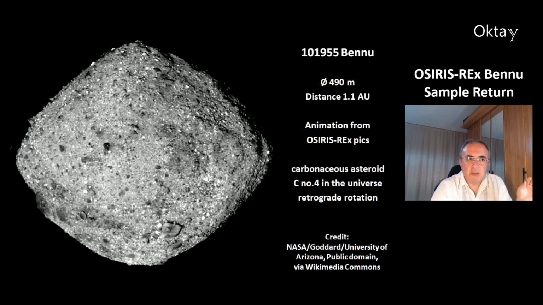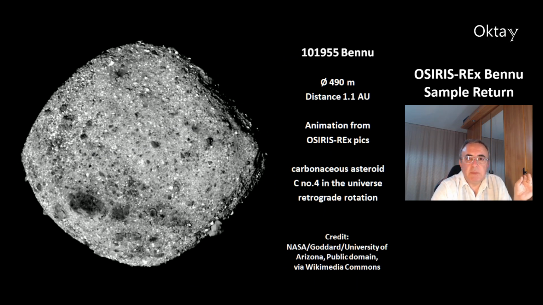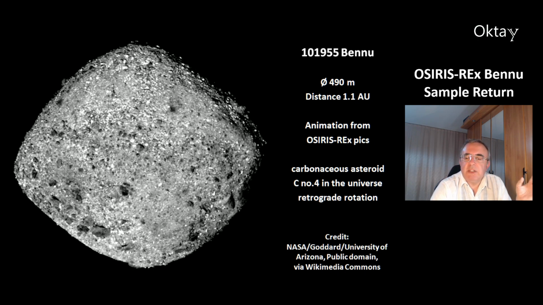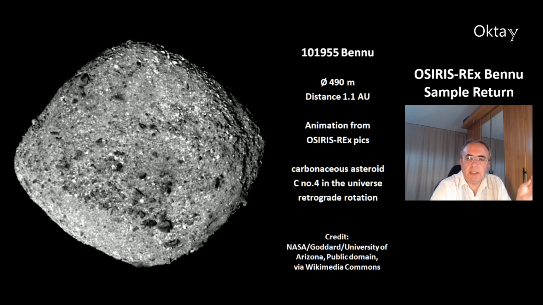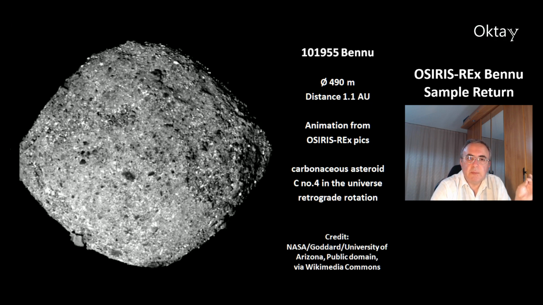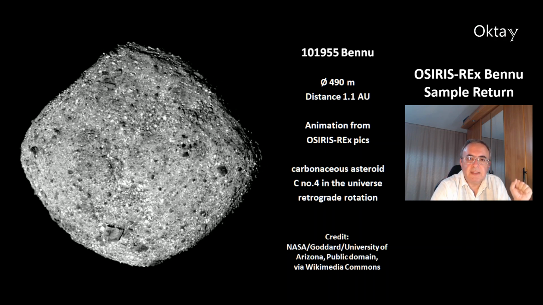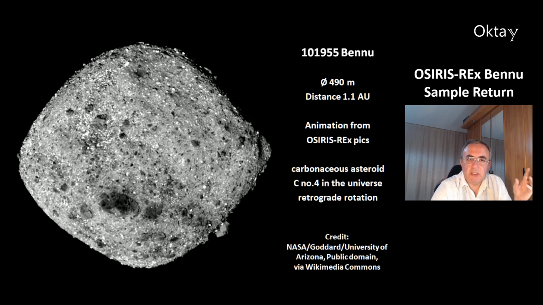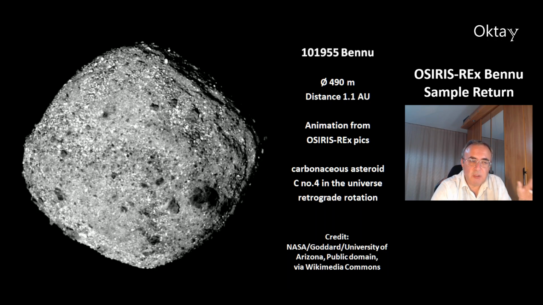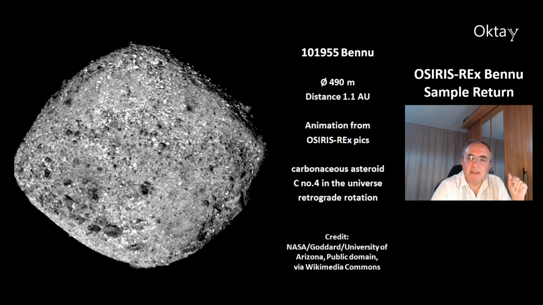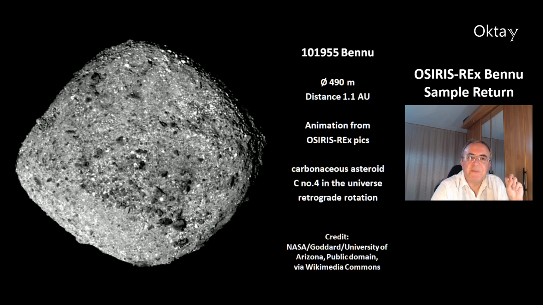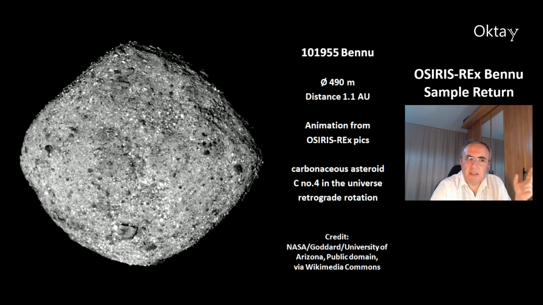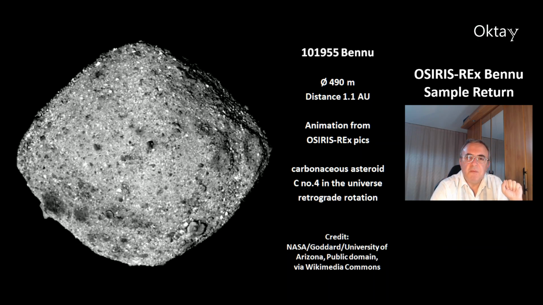This is an animation of asteroid Bennu from pictures of the OSIRIS-REx spacecraft. Bennu has a size of 490 meters, and it is at a distance of 1.1 AU. 1 AU is the Earth-Sun distance of 150 million kilometers. It is a carbonaceous asteroid. There should be many asteroids of this type in the universe because carbon is number 4 in abundance in the universe. And in this animation, you can see the retrograde rotation of the asteroid Bennu.